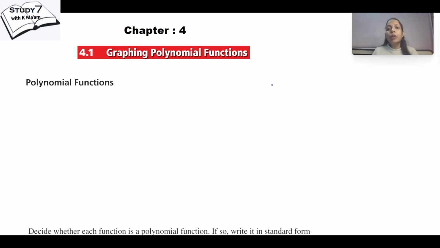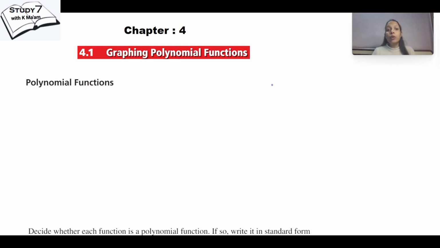Before polynomial functions, we have to remember what polynomials are. Polynomials are expressions in which we have more than one term. Poly means many, nomial means term. When you have many terms, it's considered a polynomial.